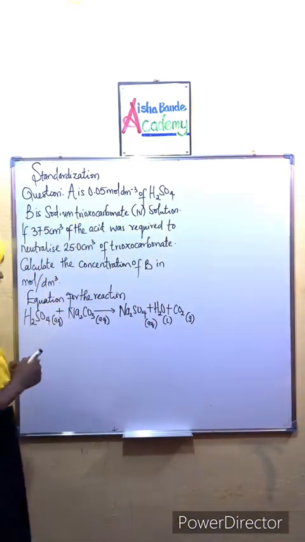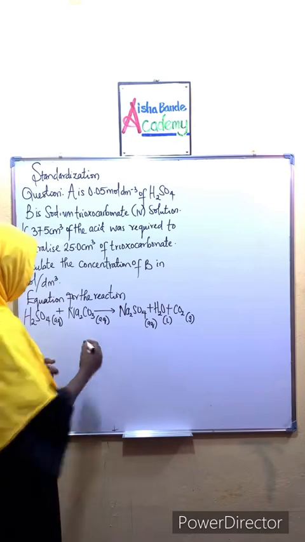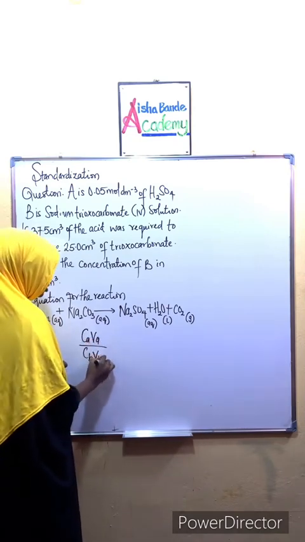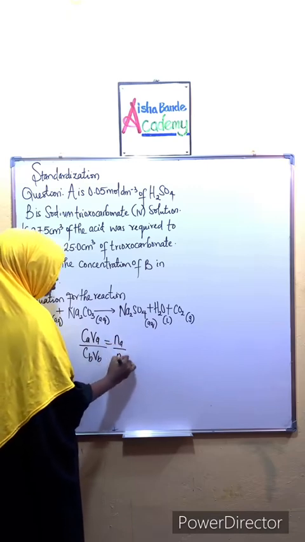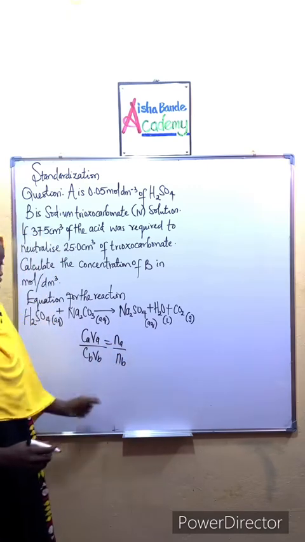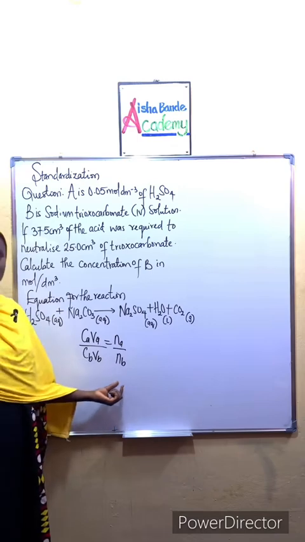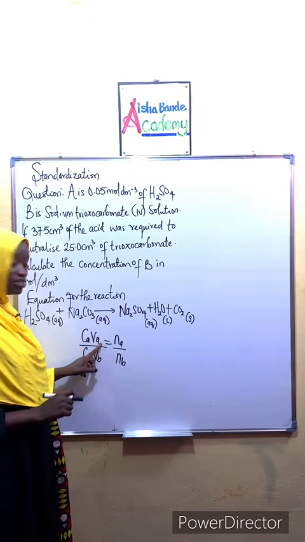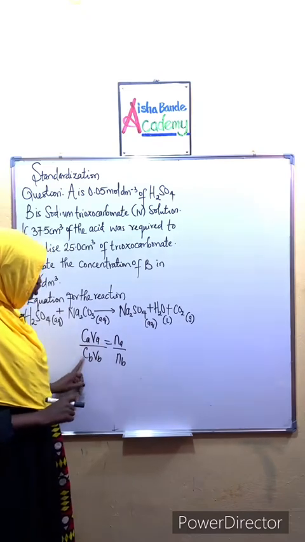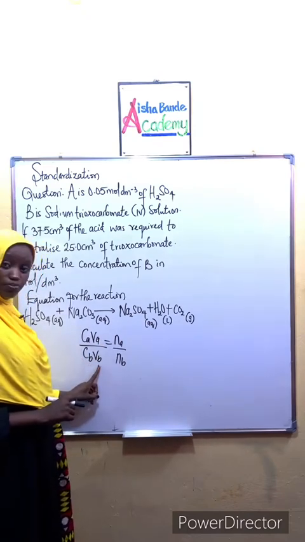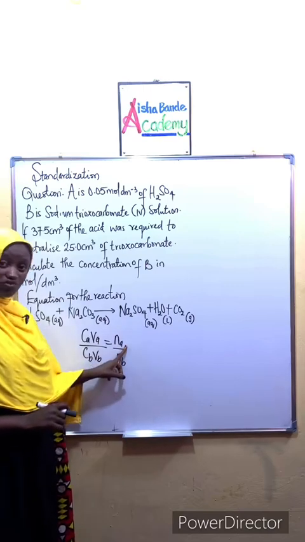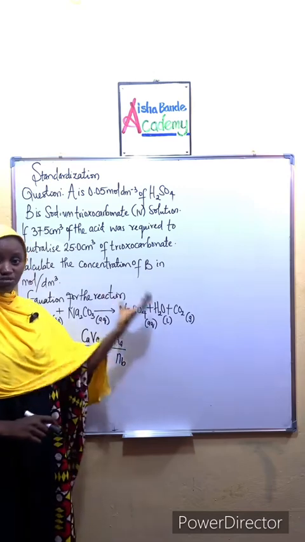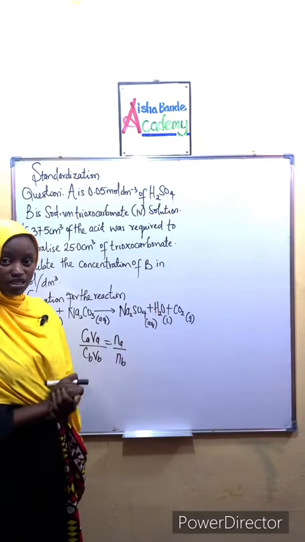But before we begin solving, there's a formula which is given as CAVA over CBVB is equal to NA over NB. Each of these terms has its meaning. CA means concentration of acid. VA is the volume of acid, over the concentration of the base times the volume of the base. NA is the number of moles of acid, while NB is the number of moles of base. We get the number of moles from the chemical reaction that has been given in the question.